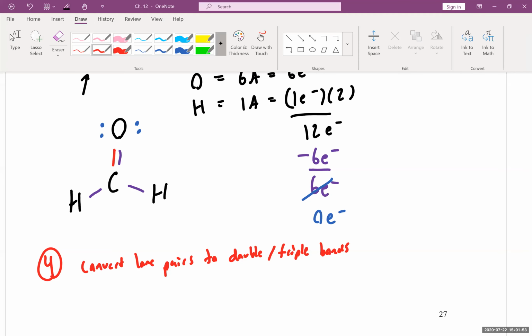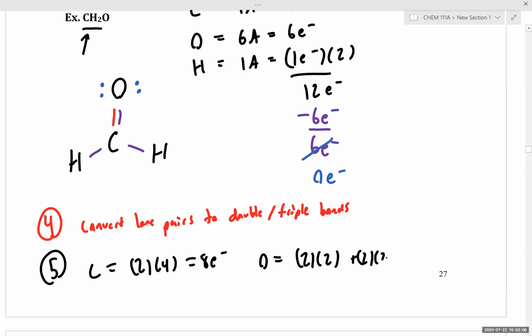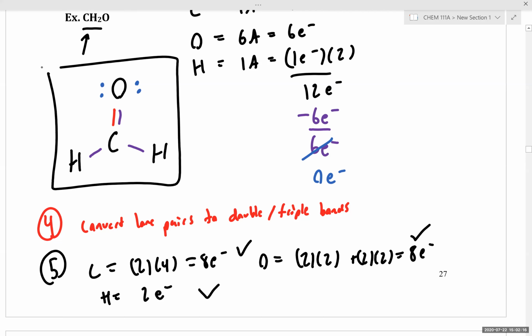Now let's check our work. So for carbon, we have 2 times 4 or 8 electrons. For oxygen, we have 2 times 2 plus 2 times 2, which gives us 8 electrons. For hydrogen, we have 2 electrons. So the octet rule is fulfilled for all of our atoms. And here we have our final structure.